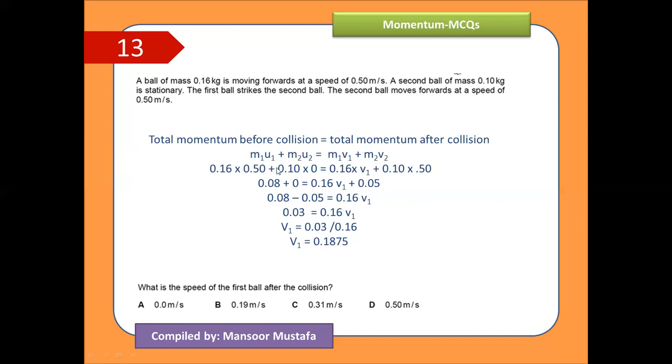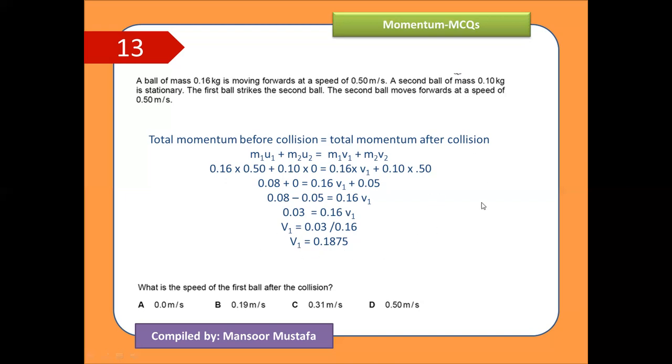speed is 0.50, and the second ball is stationary, so its speed is 0. So if we multiply it, that will get 0. On other side of equation, final speed of the first ball which we have to find out, so we'll represent it v1, or mass की भी इसका given है, and the final speed of the second ball that is given as 0.50. Then simply put the values in the equation and solve it for the v1.